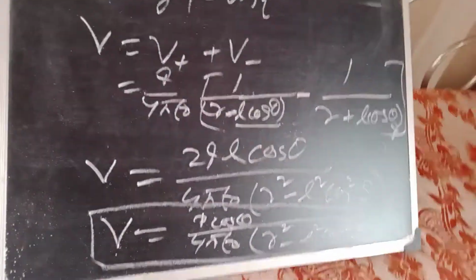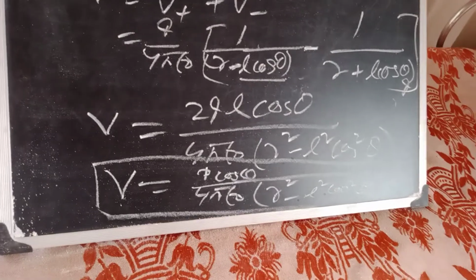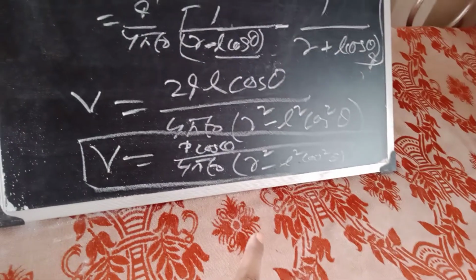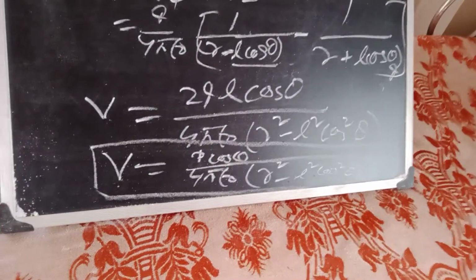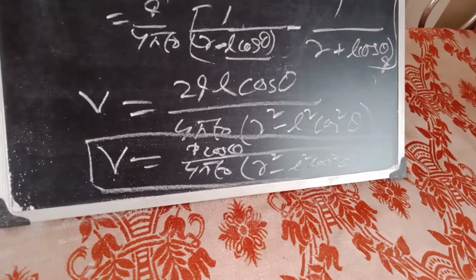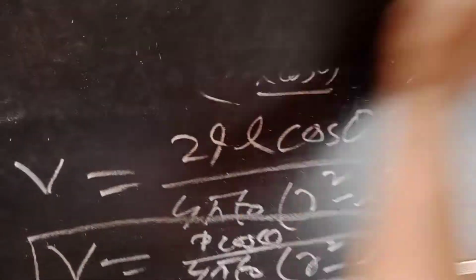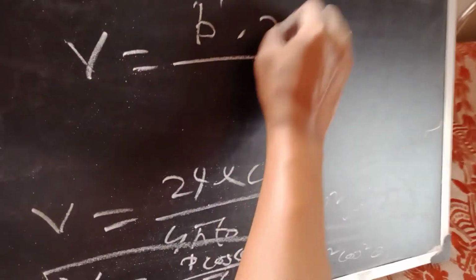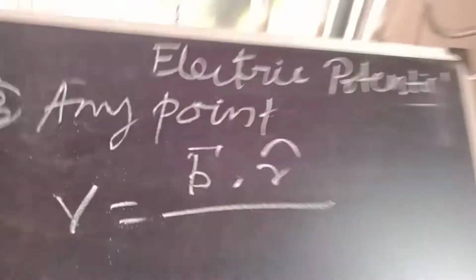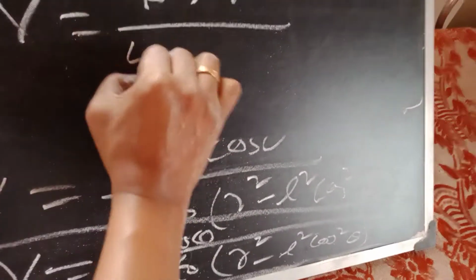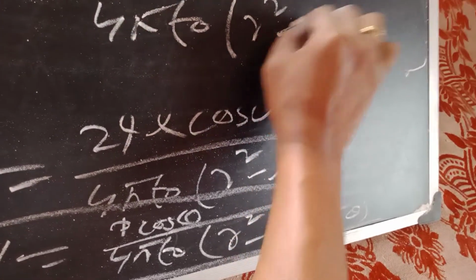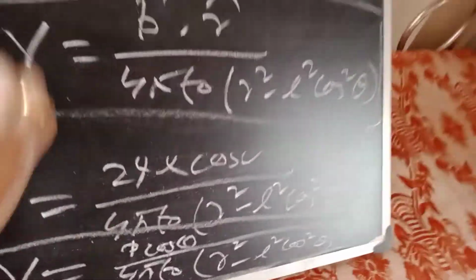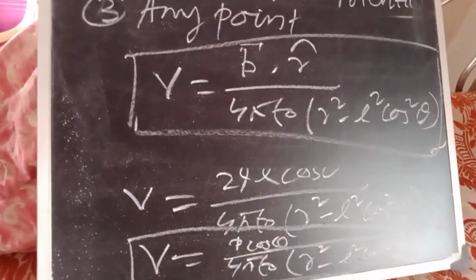Now p cos theta. Theta is not the angle between l and r. Theta is the angle between the dipole moment and the distance r. So we can write the expression as V equals p cos theta, that is p dot r cap, by 4 pi epsilon naught times r square minus l square cos square theta. That is the expression of the potential at any point P.